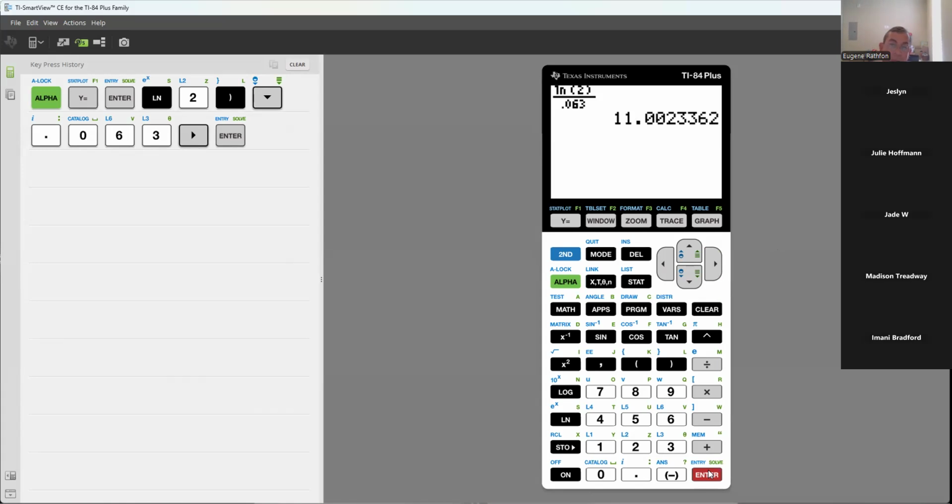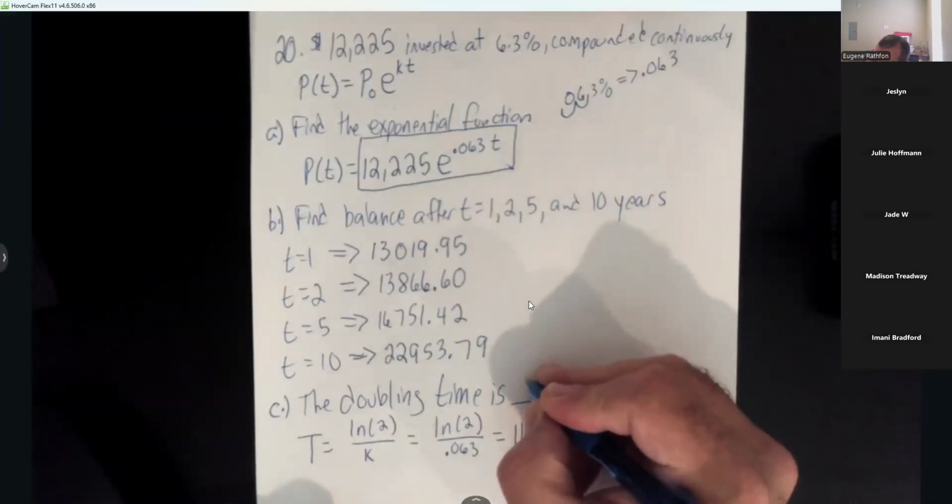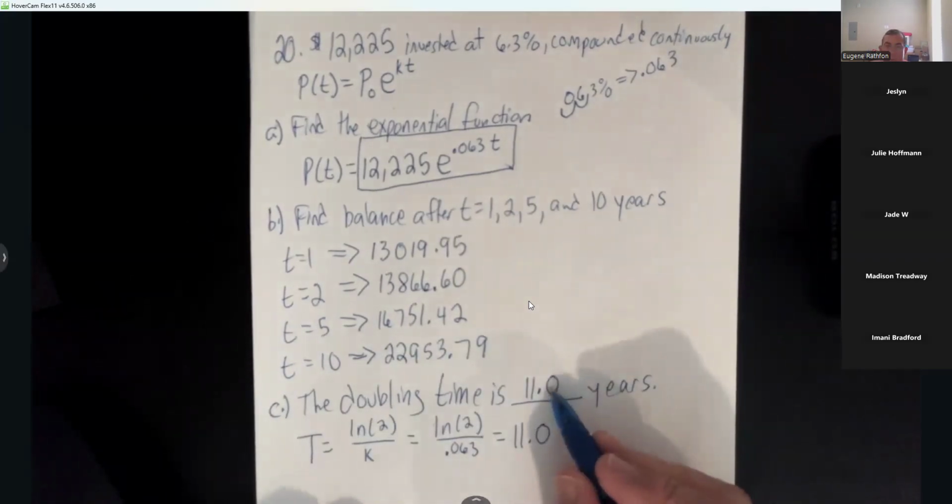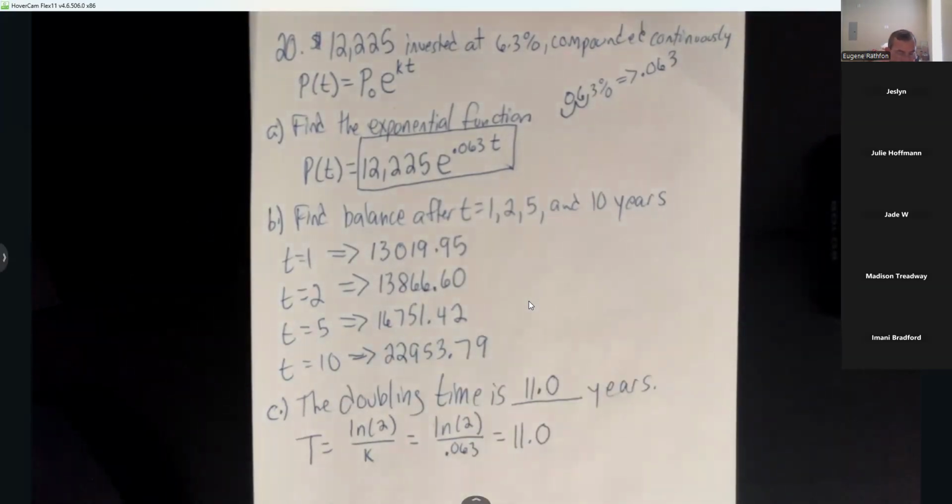11.00. Well, they only wanted me to go to one decimal place, so that would be 11.0. Right, y'all. So the doubling time here is where you would put 11.0. Gotta keep that decimal point on that one, okay?